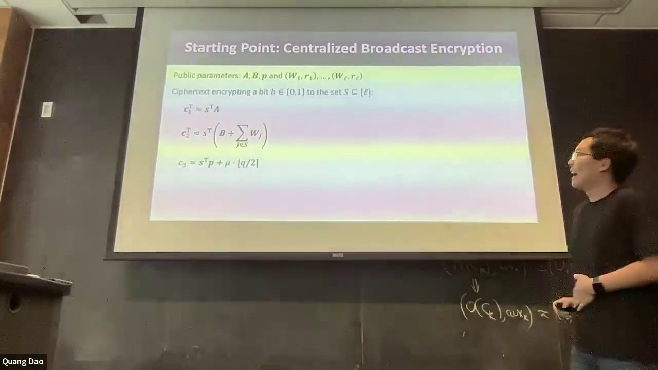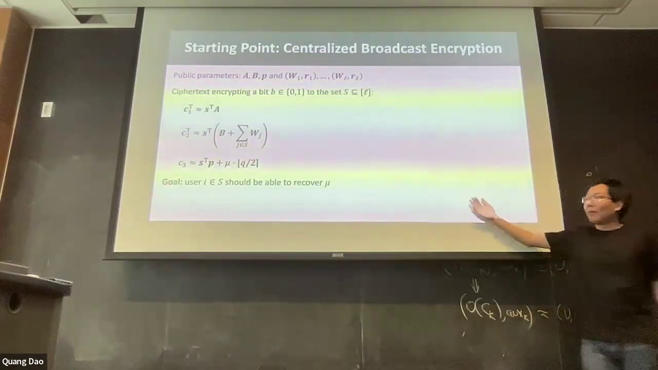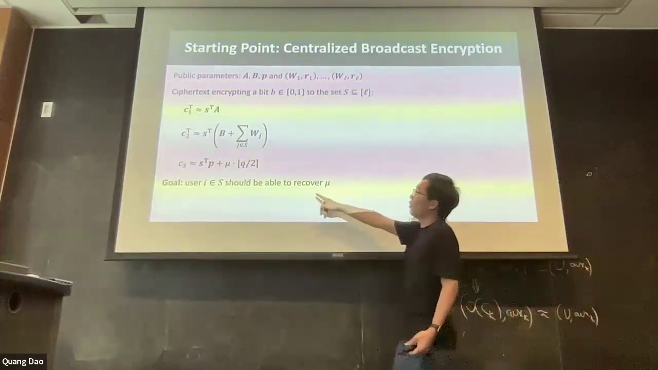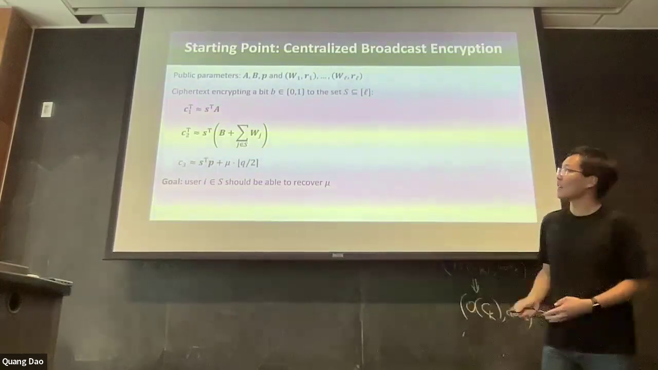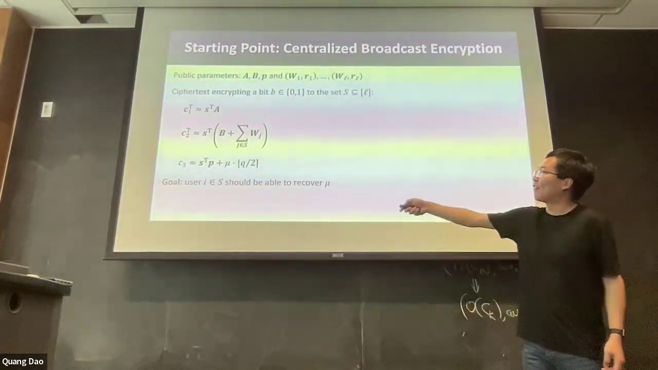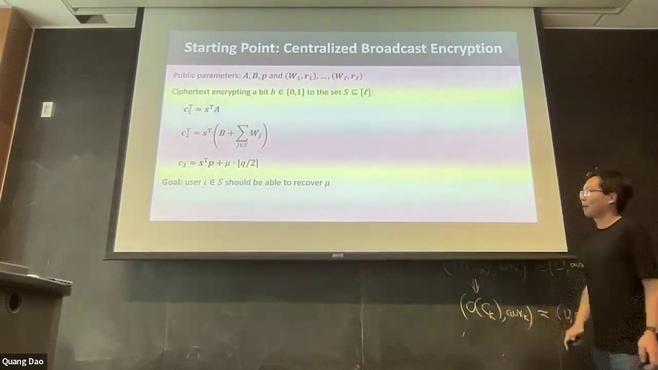I'm going to focus on correctness first. So first, let's recall the requirement. We want that every user who is in the broadcast set should be able to decrypt the ciphertext. So they should be able to essentially recover S times P. If they can recover S times P, then they can recover the message. So that's what we're going to do.